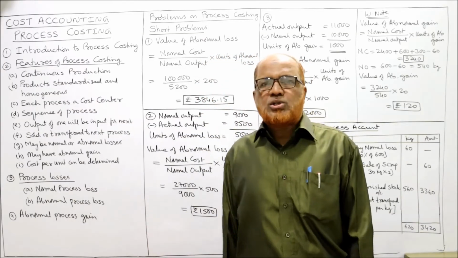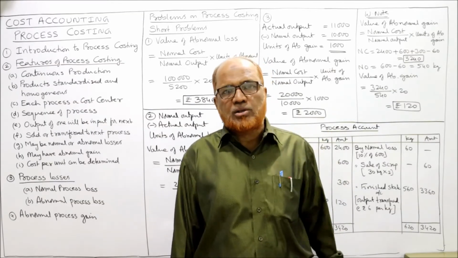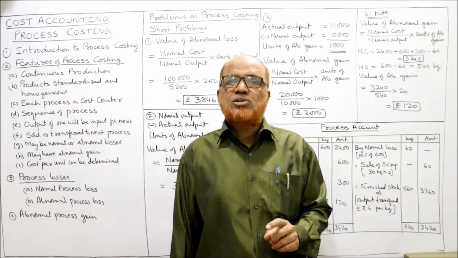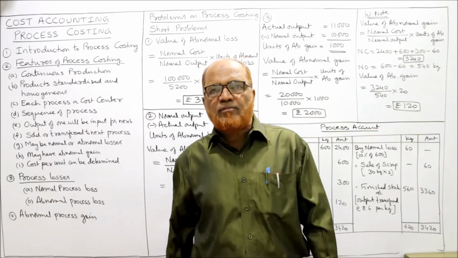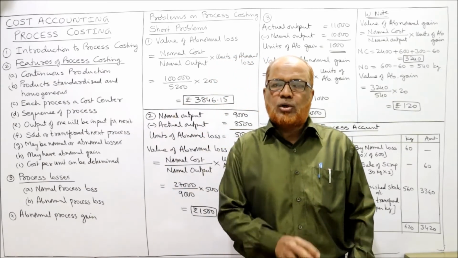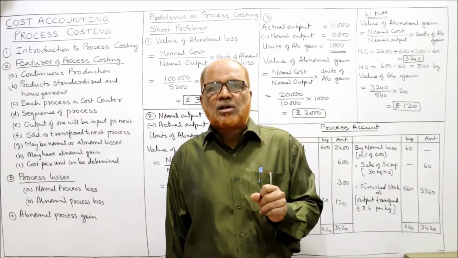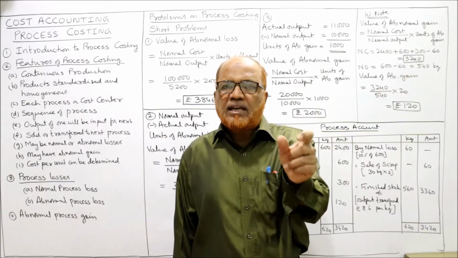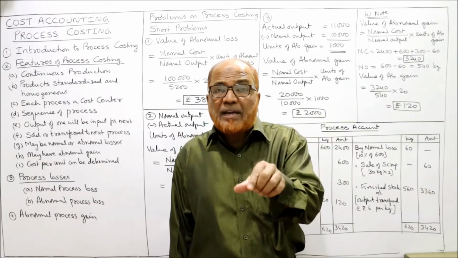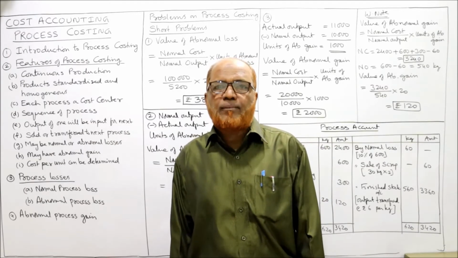Now abnormal loss. Abnormal loss arises when actual loss is more than the normal loss. If actual loss is more than normal loss, it is called abnormal loss. Same example I'll give you to make you understand. If 100 tons of sugar cane is introduced, according to past experience, the producer says 10% is the loss. So 100 minus 10, 90 tons should be the output. Sugar production should be 90. But in a particular year, the actual production of sugar was only 85.